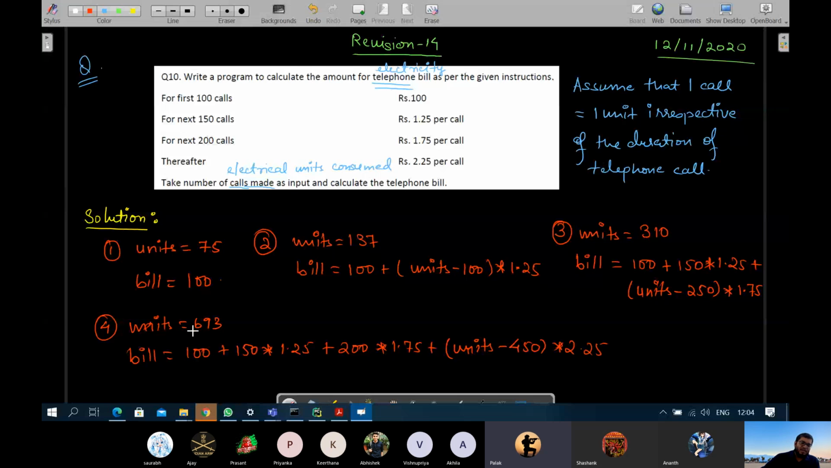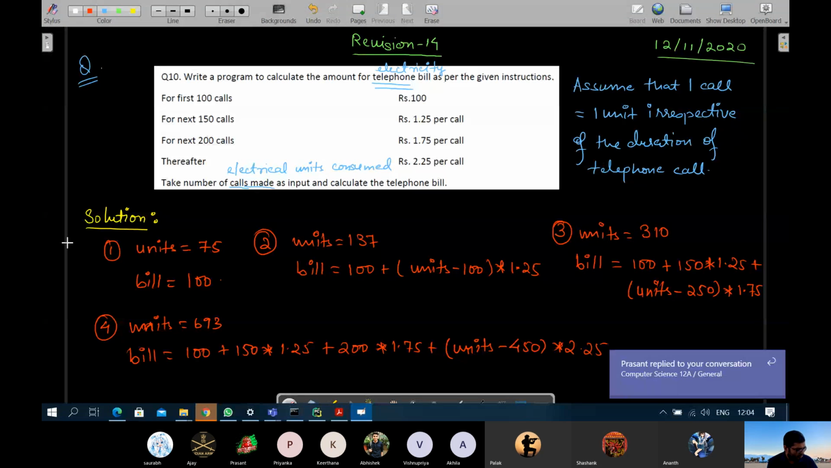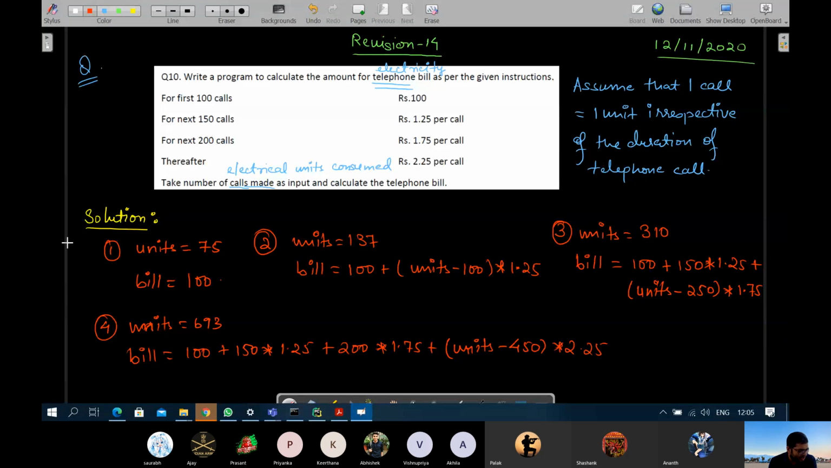Tell me, for all four scenarios, is it clear to everyone how we arrived at the bill? Yes, Prashant, you were also correct. You can directly add the 150, 100 and 200 and write 450, but yes, your underlying logic is absolutely correct.